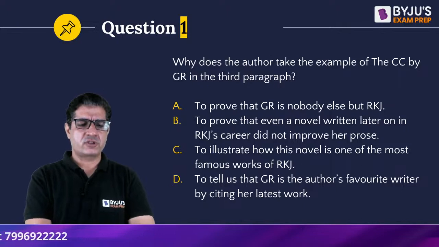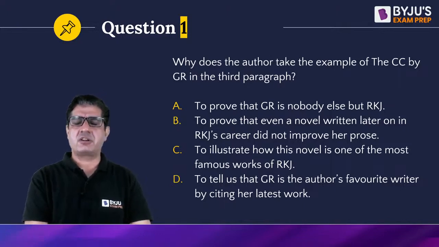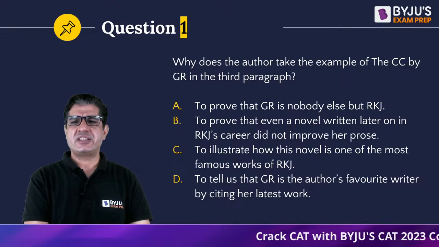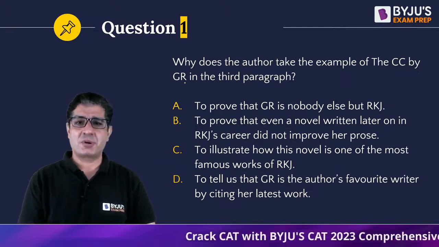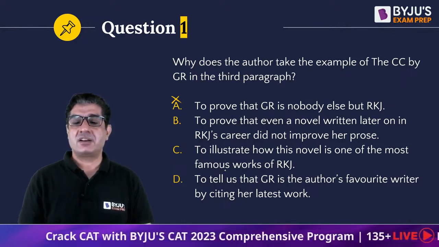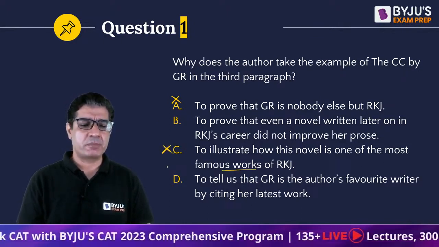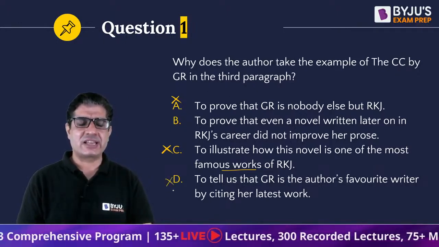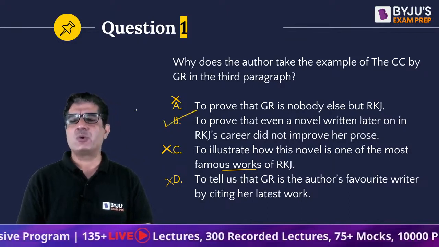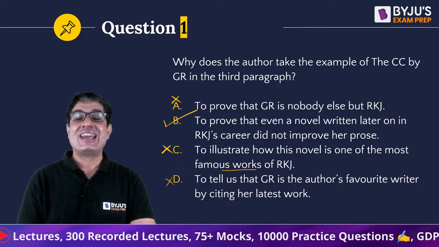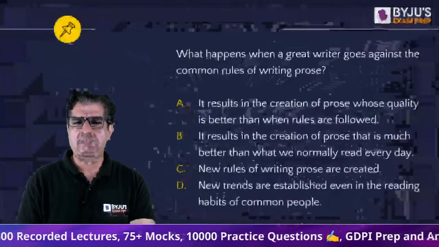Okay, any answer? Okay, so I see two answers. Ronaldo and Sri have shared their options, their answers. So A, to prove that GR is nobody else but RKJ. No, that is not the purpose. That is already settled. So easy to eliminate. The passage does not even mention that it is one of the most famous works, so can be ruled out. And all of you seem to have ruled out D, so let's rule that out as well. And you are absolutely correct. B is going to be your answer to this particular passage, indeed. And here is the next one.